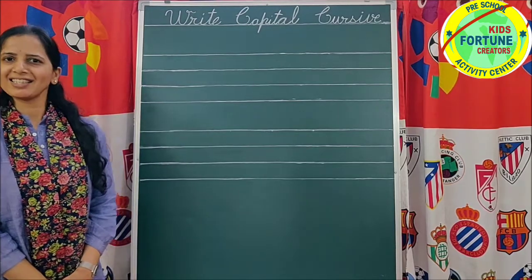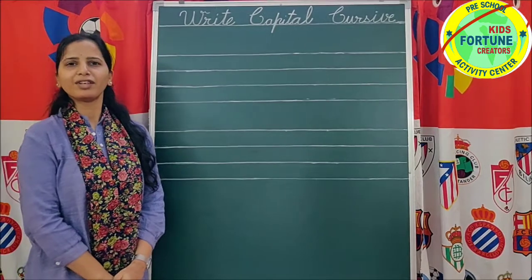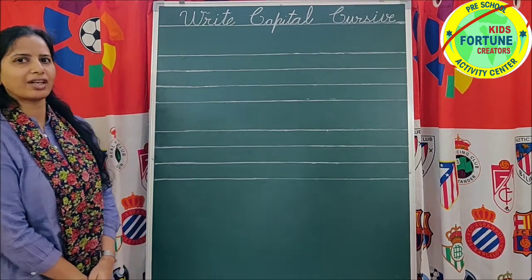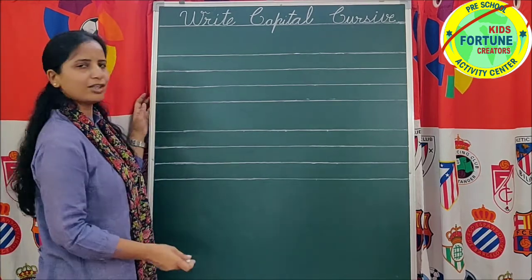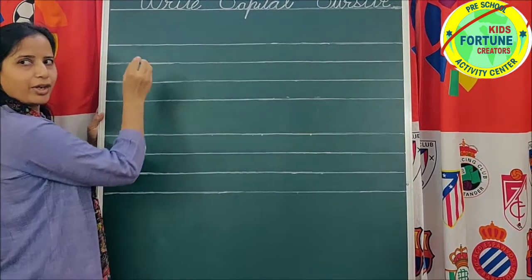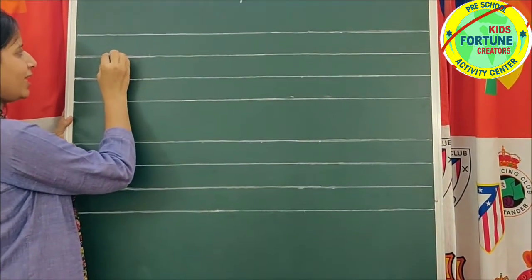Hello kids, this is English class and today we will learn two new letters, U and V. First we will learn how to draw letter U. So please look at the board. Put your pencil point on second line.